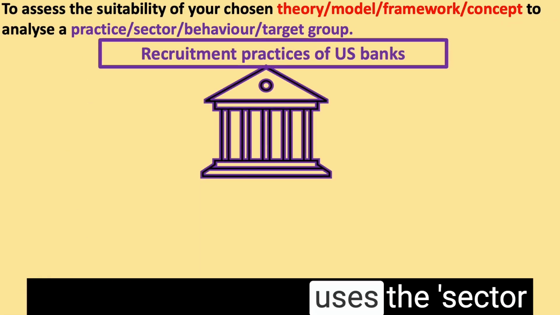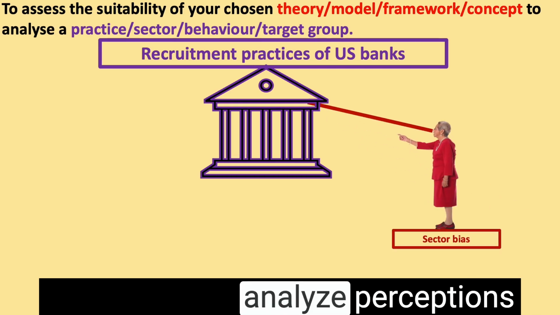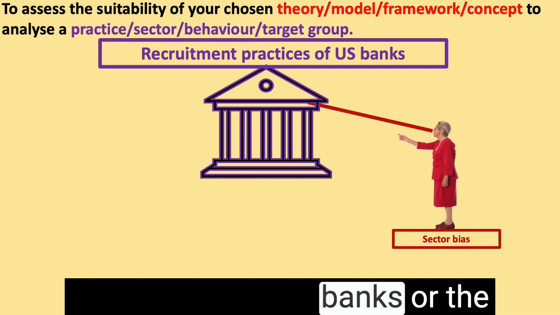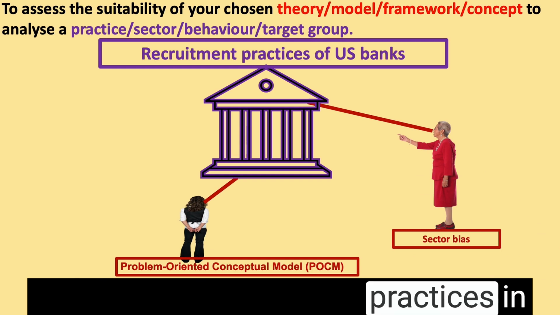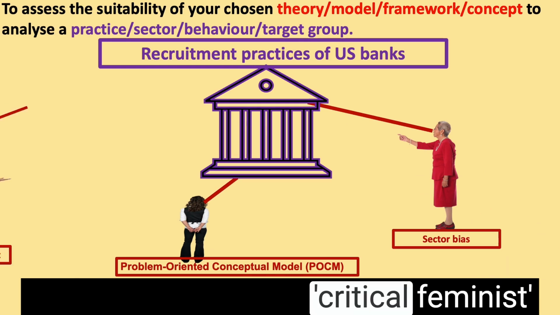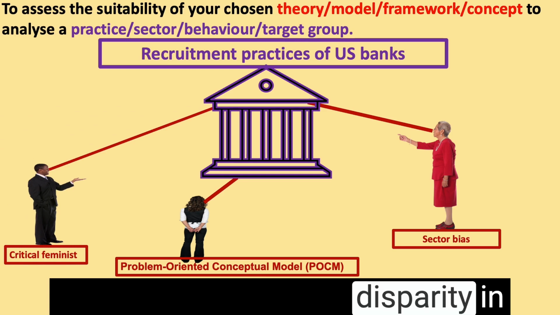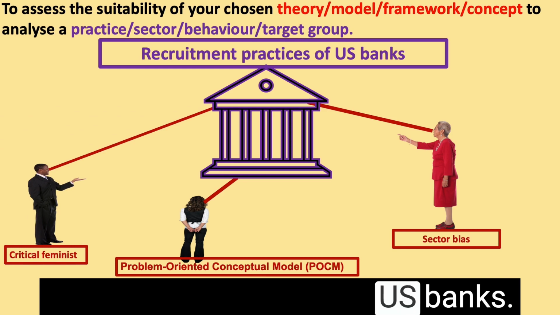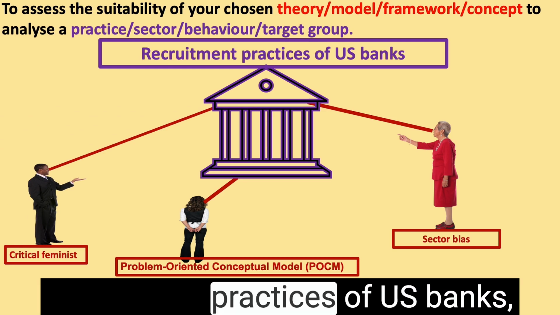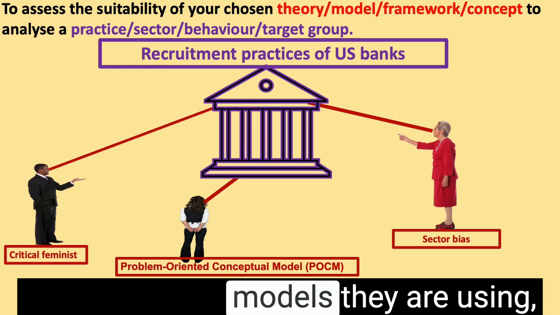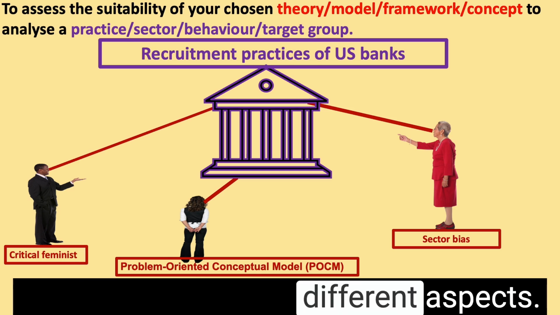So their dissertation uses the sector bias theory to analyze perceptions of recruiters in US banks, or the POC model for understanding the problems of recruitment practices in US banks, or using a critical feminist lens to look at gender disparity in recruitment practices of US banks. So even though all three of these parties are looking at the same recruitment practices of US banks, because of the models they are using, they are focusing on different aspects. This is what it looks like in writing.